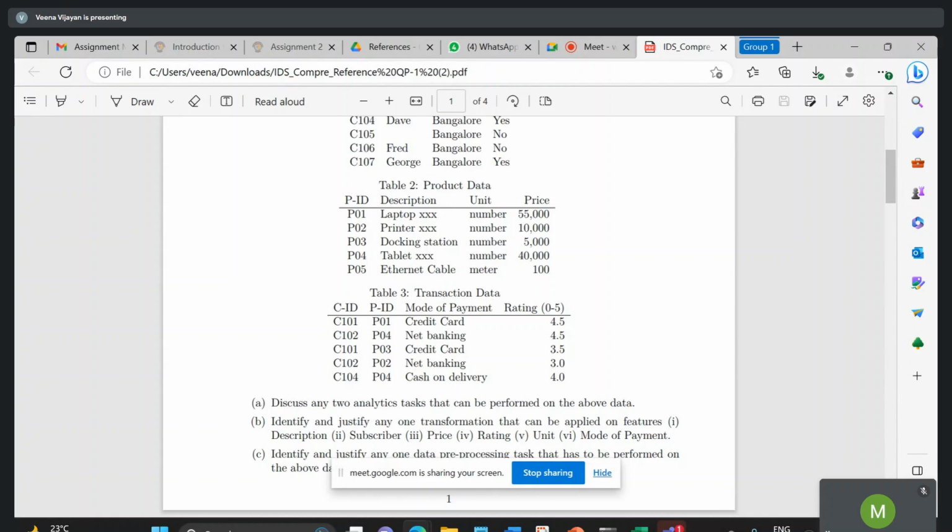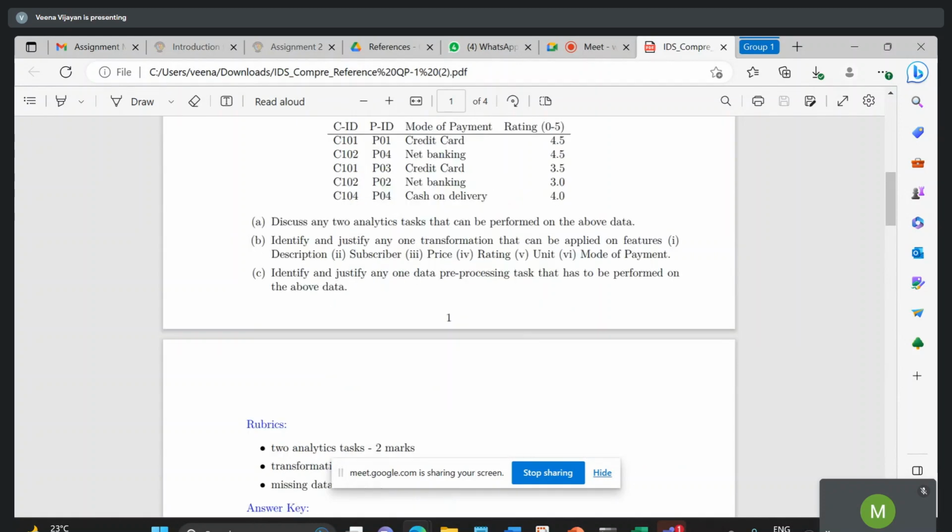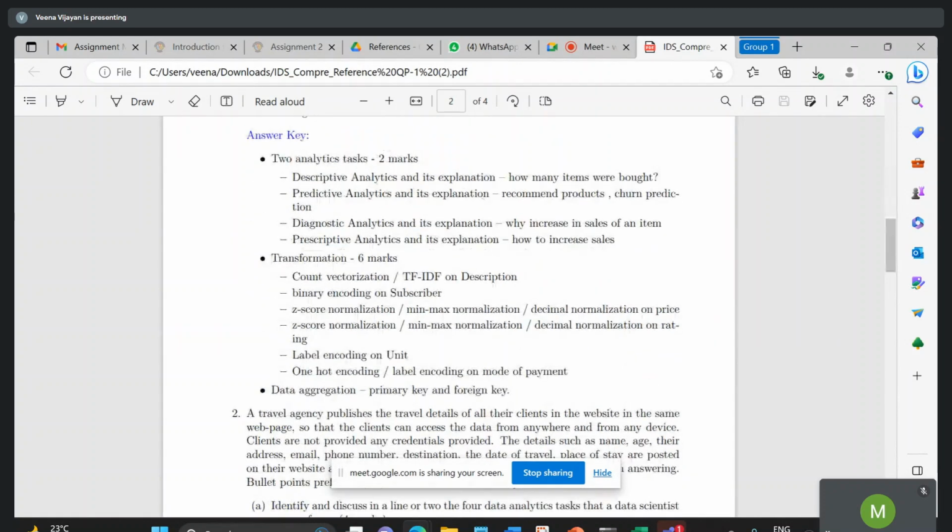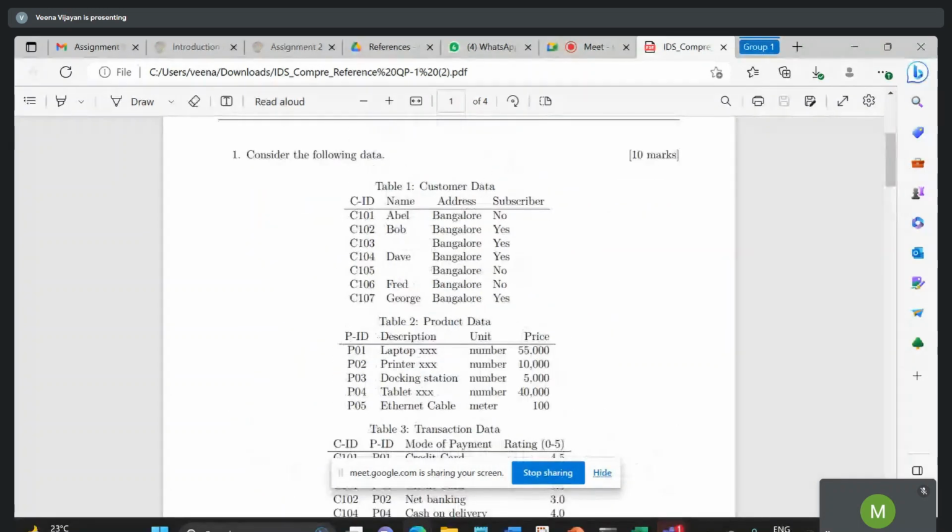But the answer is giving some different things. For every parameter, whether description, price, rating or payment mode, what kind of feature transformation operation you can apply, that is what is asked. So the answer is count vectorization and TF-IDF, both are text analytics, which we are doing. And for binary input, it is yes or no, we can convert it into 1 and 0.